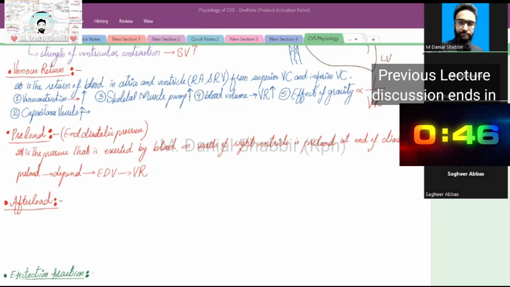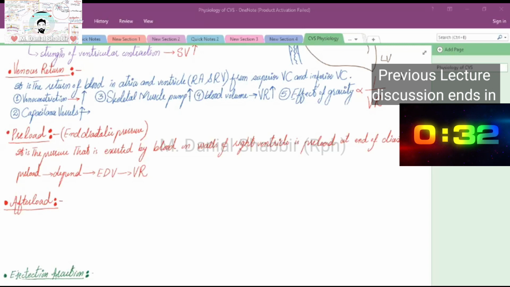If there is a greater amount of blood volume in your circulatory system, then ultimately the venous return will be increased. And if there is a greater effect of gravity on the blood present in the veins, lesser will be the venous return, and vice versa.